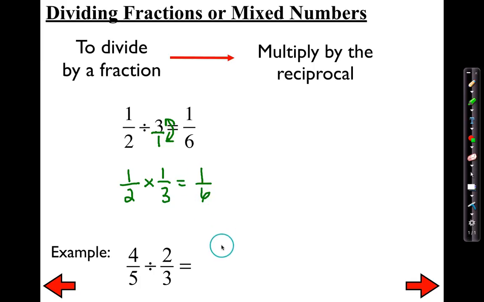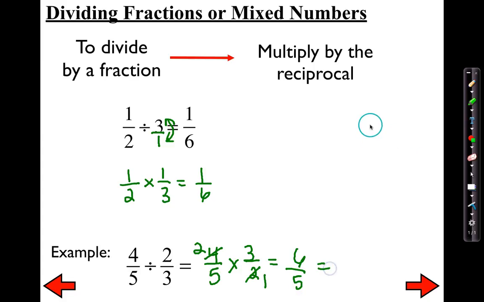So let's take a look at another example. Again, 4/5 divided by 2/3 is the same thing as 4/5 times the reciprocal. So it's going to be 3 over 2. Now before I multiply, I'm going to check if I can cross reduce, because that's always a good idea to reduce your numbers before multiplying. 5 and 3 don't have any factors in common. 4 and 2, however, do. They have a 2 in common. 4 divided by 2 is 2. 2 divided by 2 is 1. 2 times 3 is 6. 5 times 1 is 5.